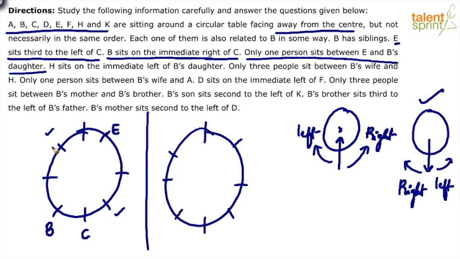At this point, some of the positions are already fixed, right? B seated here, C seated here, and E seated here. Let's mark those. And now consider the two possibilities. Who would come here? B's daughter, right? Only one person sits between E and B's daughter. So let us assume in case 1, B's daughter is seated here, and in case 2, B's daughter is seated here. So this position is for the daughter. In case 2, let's assume this position is for the daughter. You're able to follow? Only one person between E and B's daughter.